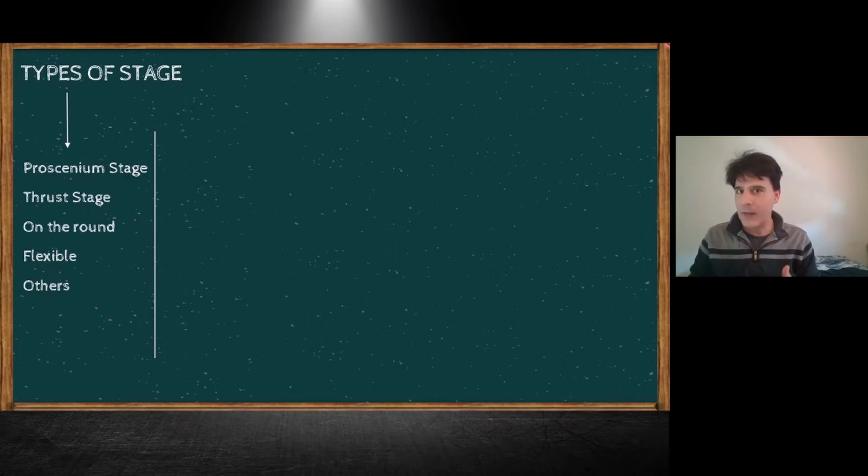So when theater makers are preparing or rehearsing a production, a play, they need to take into account the type of stage they will be using. So that is the performing space. And this is so because each type of stage interacts in different ways with the audience.